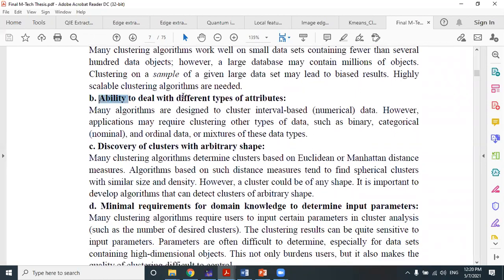Now, second is ability to deal with the different types of attributes. Different types of attributes mean different kinds of data. I already discussed it. You may have interval scale data. You may have binary data. You may have ordinal data. You may have categorical data. You may have vector kind of data. So, which kind of clustering is suitable and how your clustering is working on different kinds of data, that is also a very important measure or requirement in case of clustering.